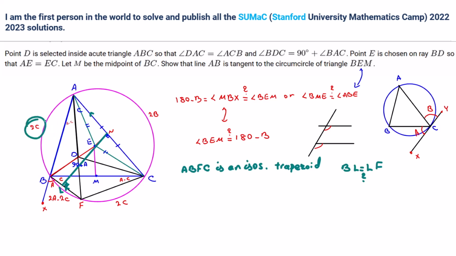Yes, or AB is 2C, this arc, this 2C. In general, when we have a cyclic trapezoid, it is isosceles because these two arcs are equal, right? Because this angle is equal to this angle, then these two arcs are equal. So these two chords are equal, right? Okay. Now by using the equality of these two lengths, that ABFC is an isosceles trapezoid, we can prove BL is equal to LF. Do you need another hint, or is that enough?